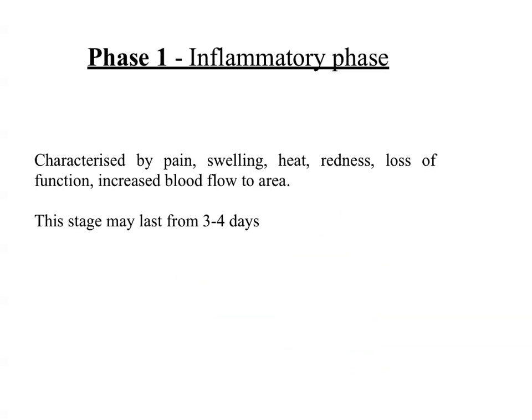So phase 1 is the inflammatory phase. This is characterised by pain, swelling, heat, redness, loss of function, increased blood flow to the area. This stage may last from 3 to 4 days. So this is the initial impact that occurs once the injury has happened. All right, so the player rolls his ankle, the initial pain, the swelling, the redness that takes place for those first couple of days, that's phase 1.